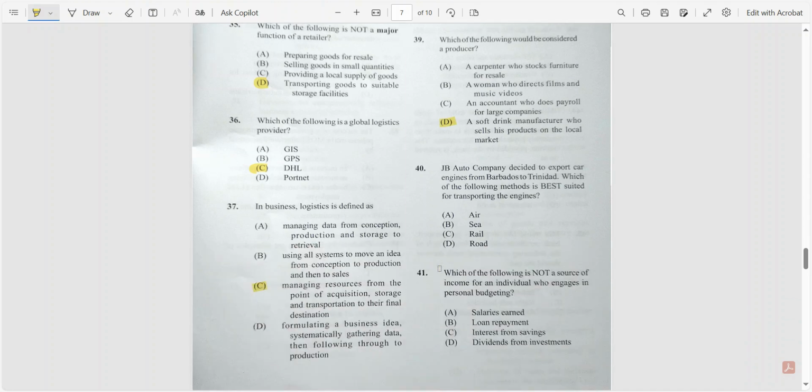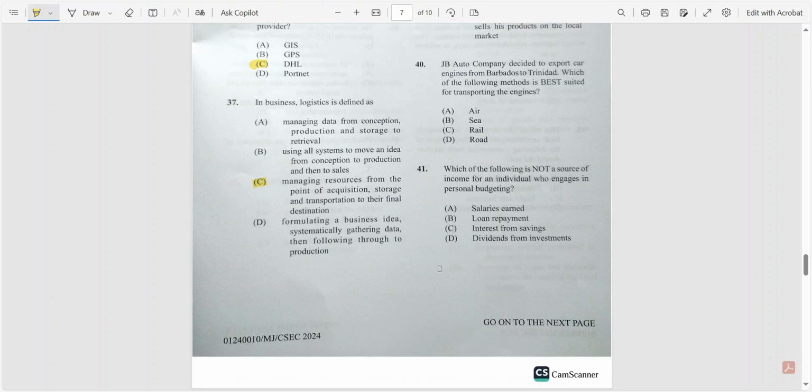JB Auto Company decided to export car engines from Barbados to Trinidad. Which of the following methods is best suited for transporting the engines? And 40 is B, the C.